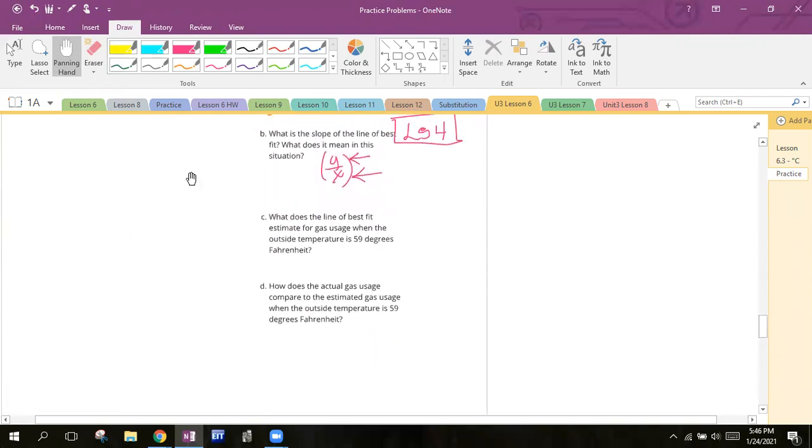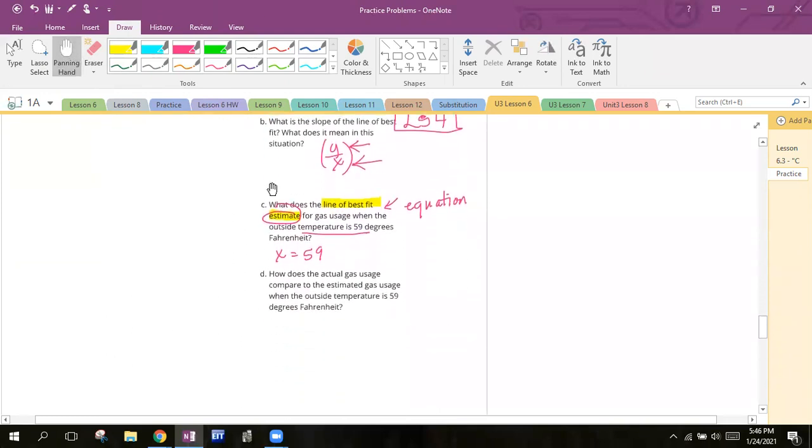All right, so in this one, it wants you to use that line of best fit equation to estimate when the temperature is 59. So when X equals 59, use that equation that you came up with in A, plug that in, and then get your answer. It says, how does the actual gas usage compare to the estimated gas usage when the outside temperature is 59 degrees? Okay, so compare the actual value to the estimated value when X equals 59. But just look at that point on the graph. Are they close to each other? Are they far apart from each other?